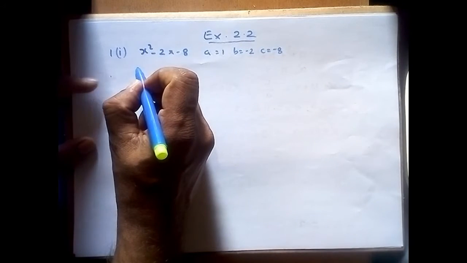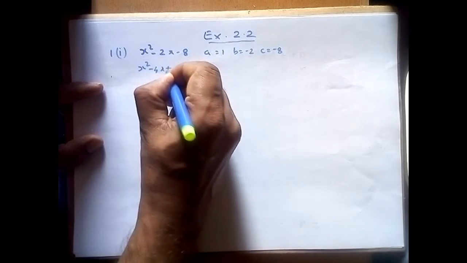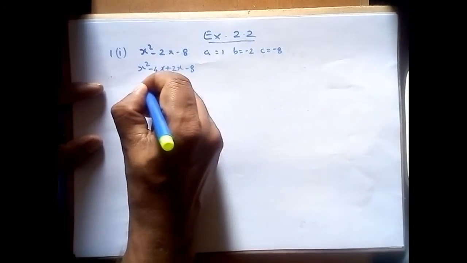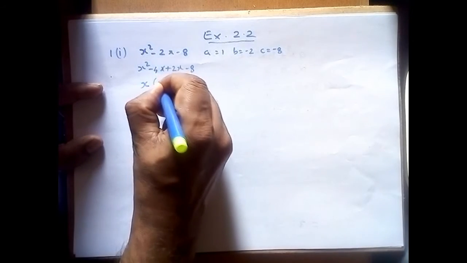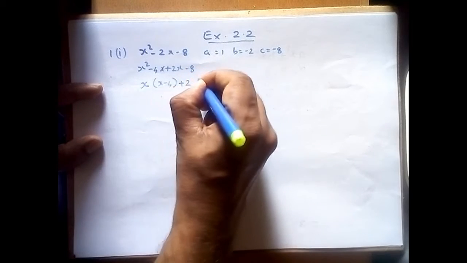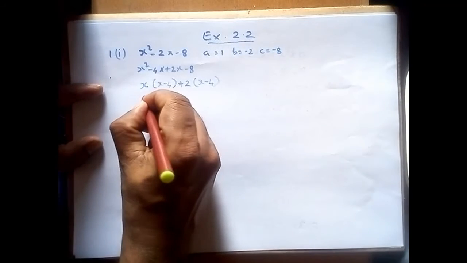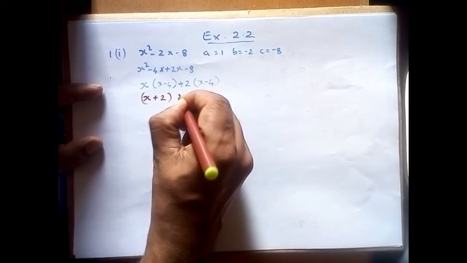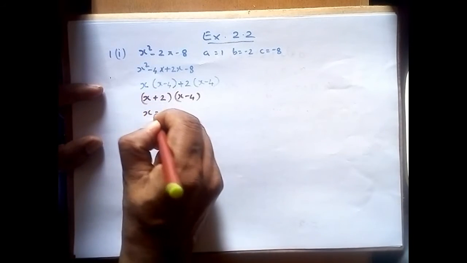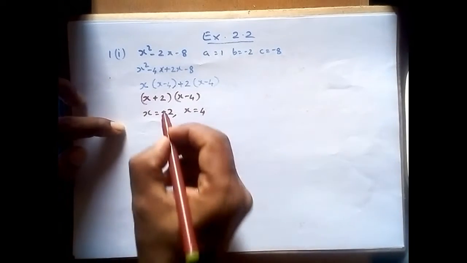By middle term splitting, what will we get? x² − 4x + 2x − 8, or x into (x − 4) plus 2 into (x − 4), or (x + 2)(x − 4). So x is equal to −2 or x is equal to 4. So these are the roots of this equation.